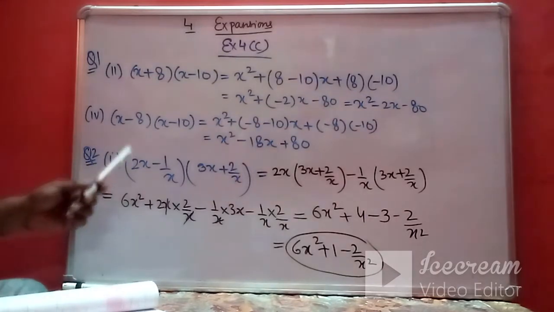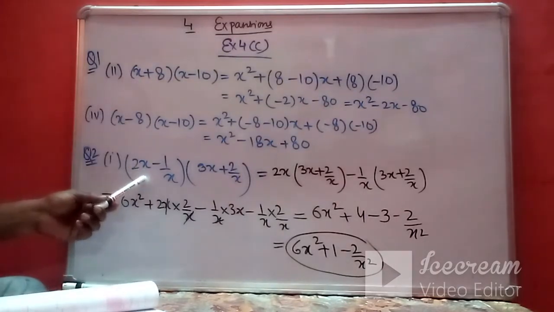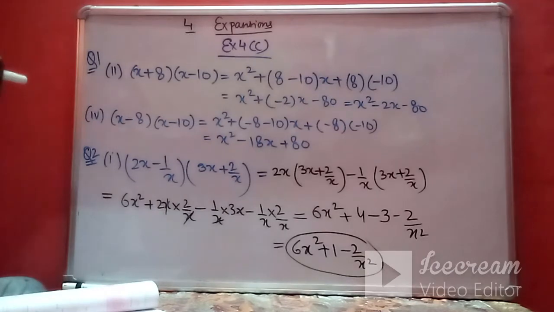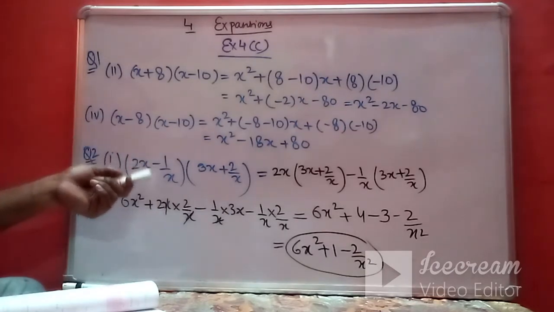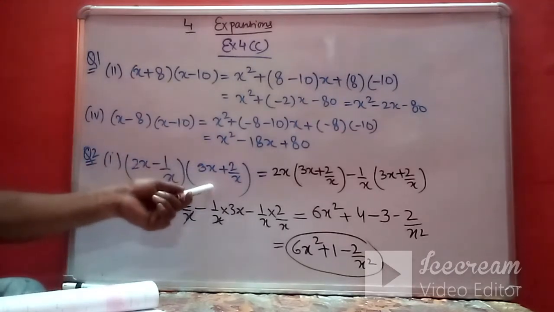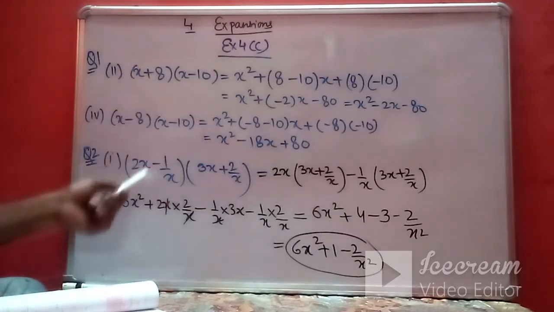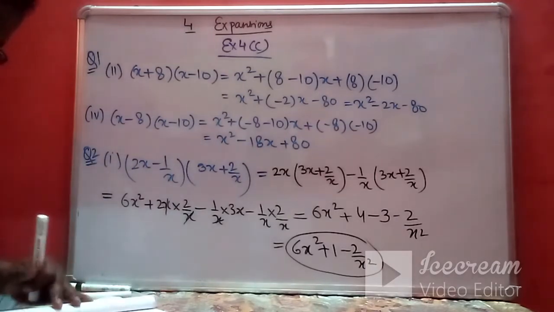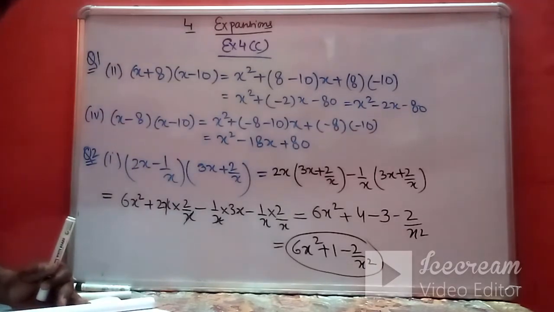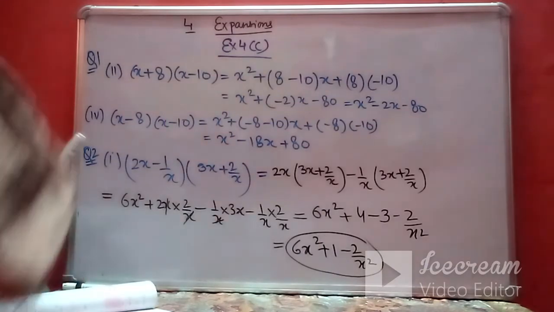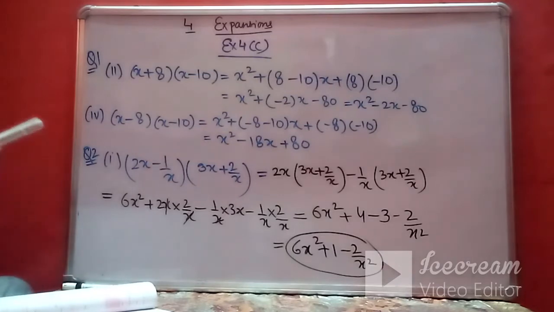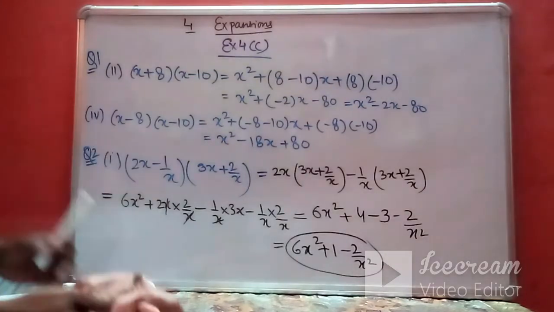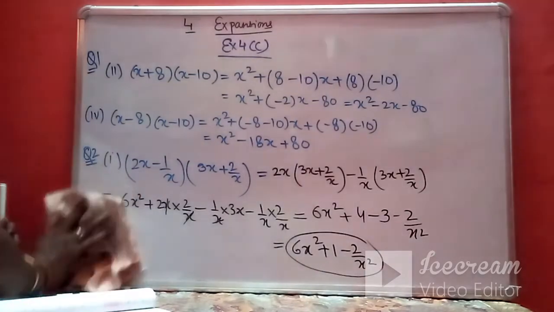In this question we have not used this identity because it was 2x and 3x. So whenever you have the expansion of these two multiplications, just see, you will not use it because these are different. Okay, then question number 3.